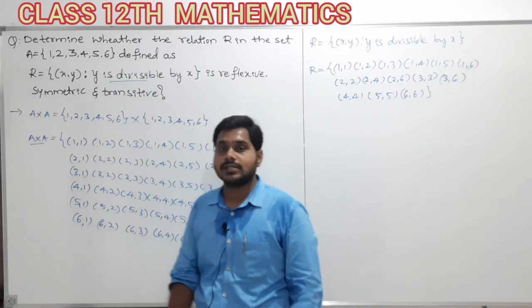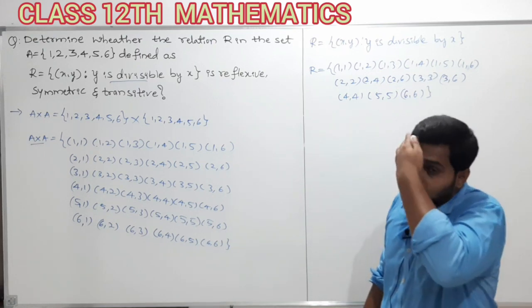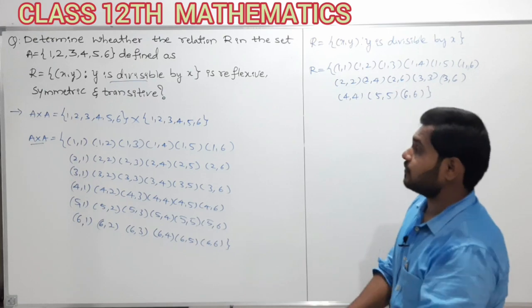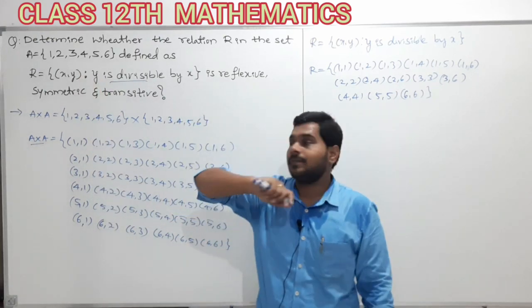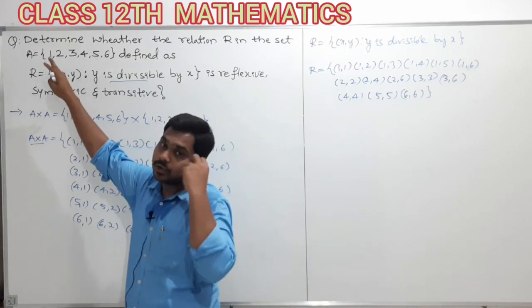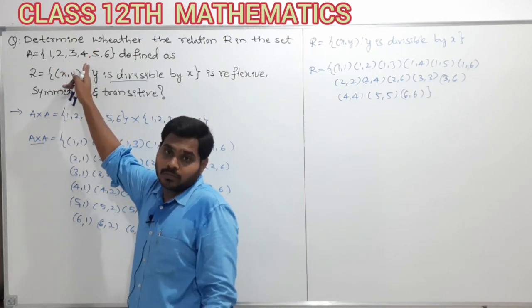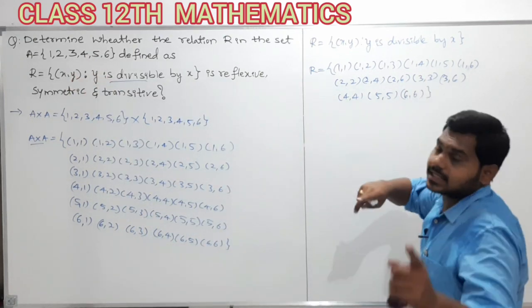And now, my dear students, what should we check? Whether it is reflexive or not. To say it is reflexive, any relation R is said to be reflexive if every element of A is related to itself. It means 1 comma 1 must be there, 2 comma 2 must be there, 3 comma 3, 4 comma 4, 5 comma 5, 6 comma 6 must be there. Whether all these elements are there or not, let's check.